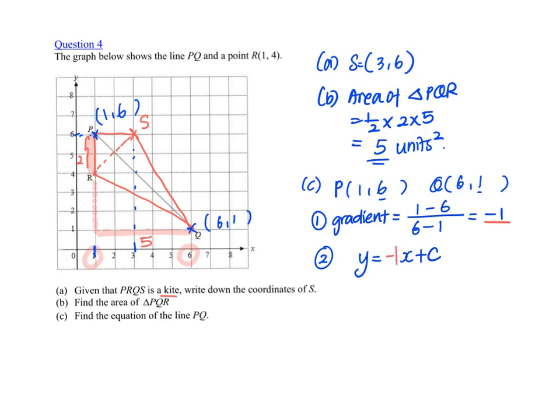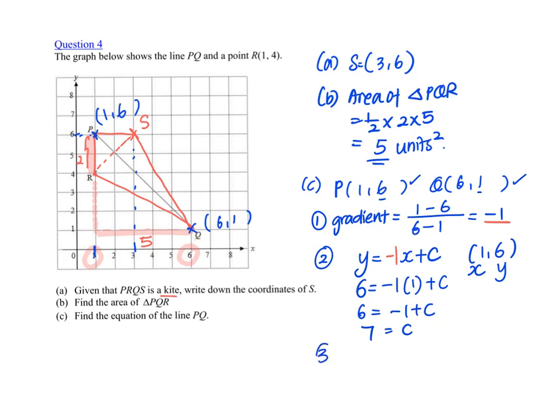Now what can I do in order to find the y-intercept? I need to know a point, isn't it? Either I can use P or Q, which lies on this same straight line. So P or Q, up to you. In this case, I'll choose point P then. 1, 6. So X is the number 1, Y is the number 6. So 6 equals to -1 times 1 plus C. So 6 equals to -1 plus C. I bring over the -1, it will become +1. So C is equals to 7. So the y-intercept is 7.